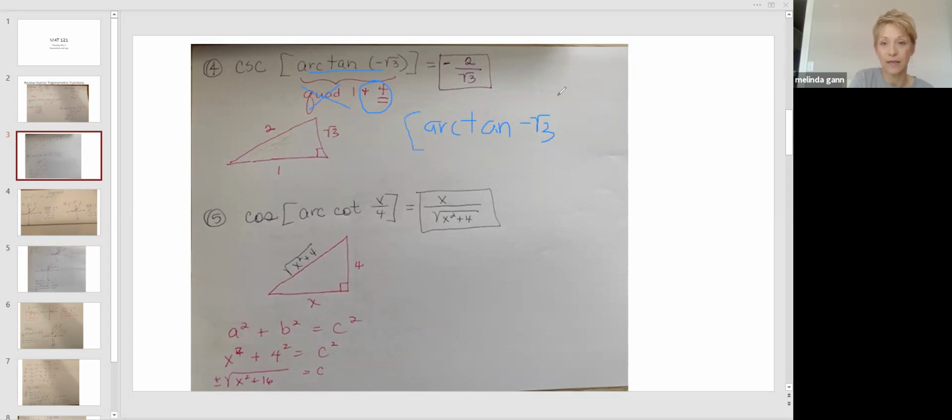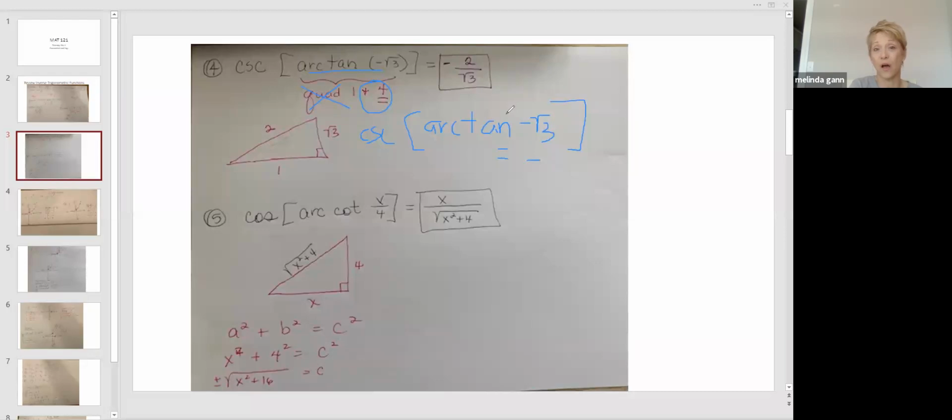Now in front of this, it said cosecant. Now remember what cosecant is the reciprocal of. Cosecant is the reciprocal of y. So what is any y coordinate in quadrant 4? Do you understand that it's negative? So that's how I know that this final answer is going to be negative.